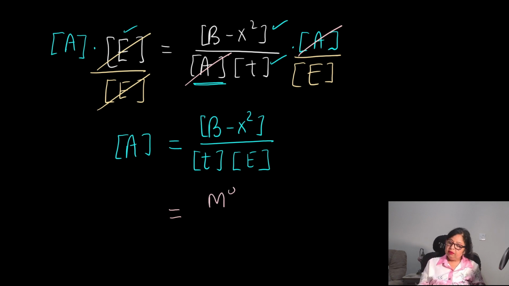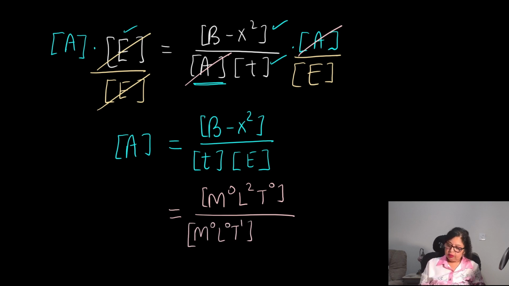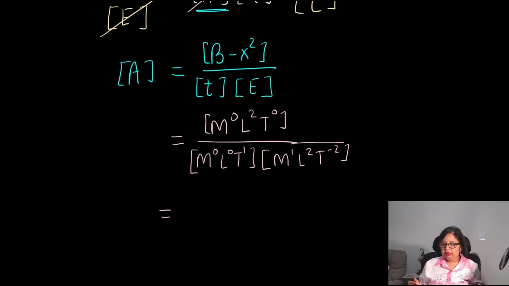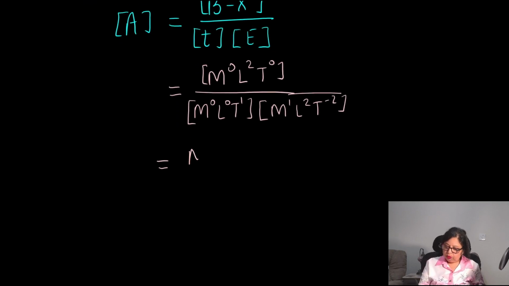B minus x squared dimensional formula m0 L2 T0 divided by dimensional formula for t, m0 L0 T1. Dimensional formula for E, the energy, m1 L2 T minus 2. Very good. Now, what I'm going to do is, there's more than one way to do it, right? Let me show you the long way, but it's more illustrative.